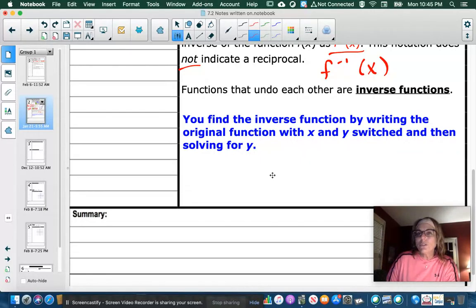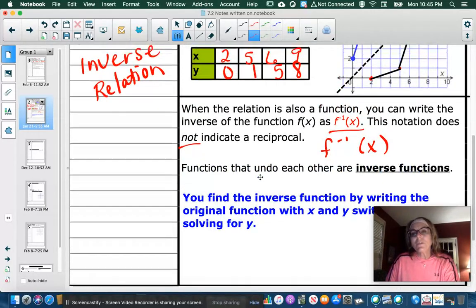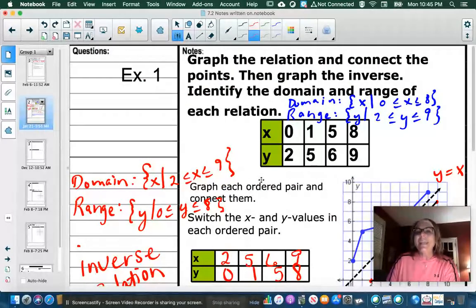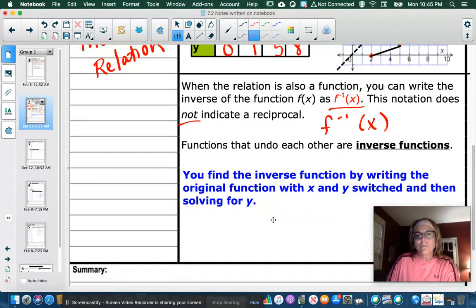So that's what we're going to do. We're given a function. This is a relation. So all we do is switch your x's and your y's and we are done and we get the inverse relation.